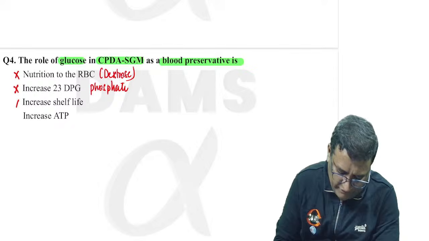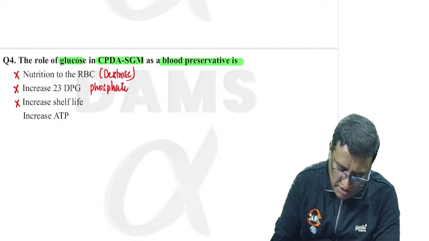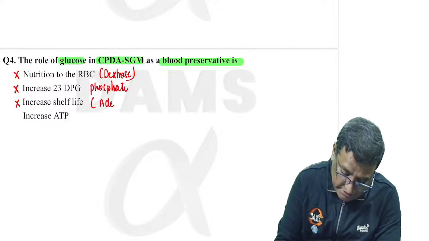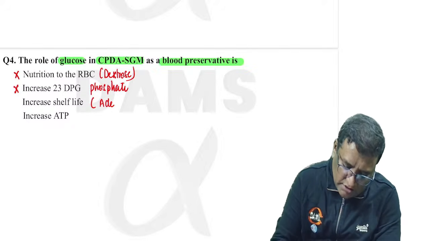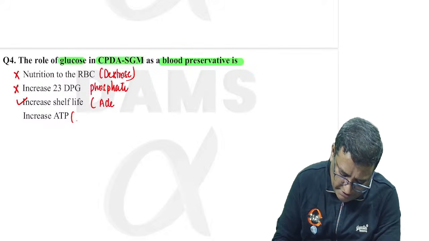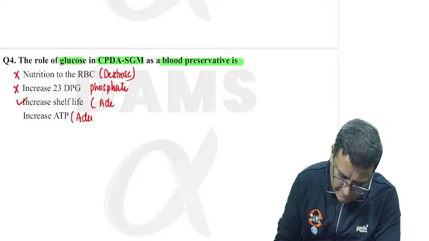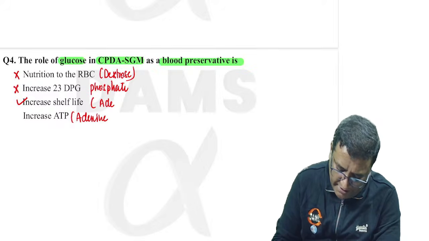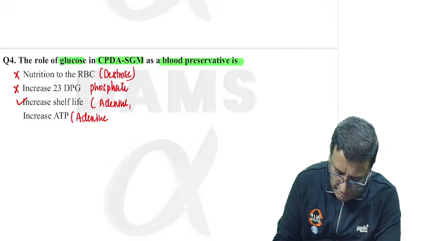If you remember, we just discussed that phosphate will be leading to increase in DPG. Increase in shelf life? No, glucose doesn't increase shelf life. What will increase shelf life? Adenine will increase it. ATP will be increased because of adenine. So increased shelf life will be by adenine and also SGM.